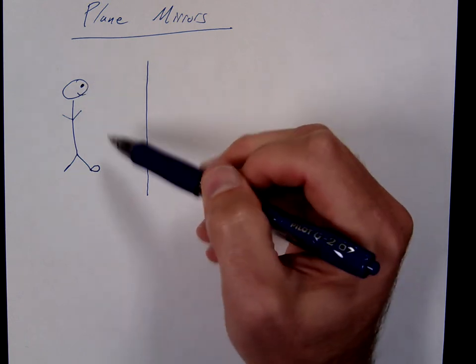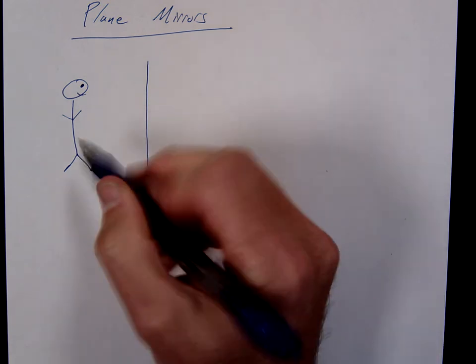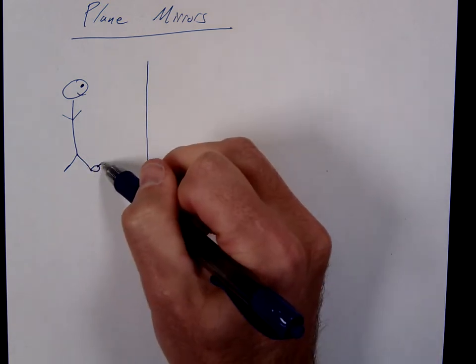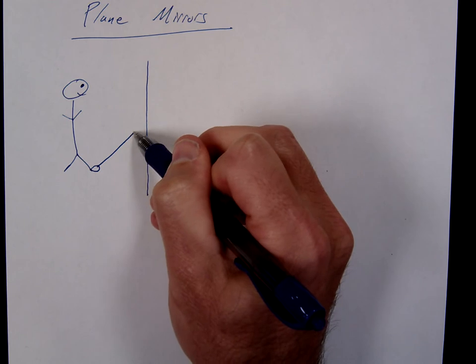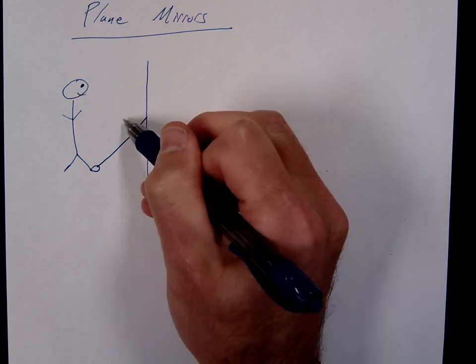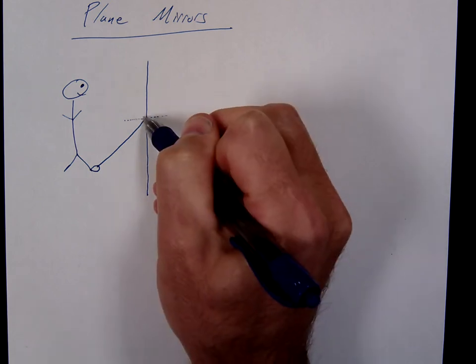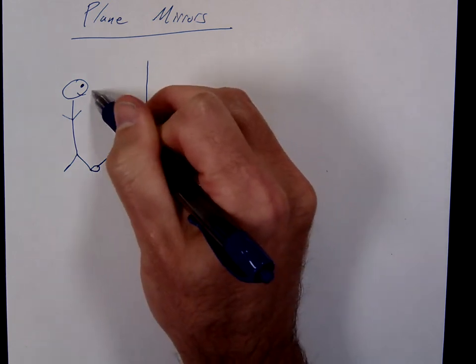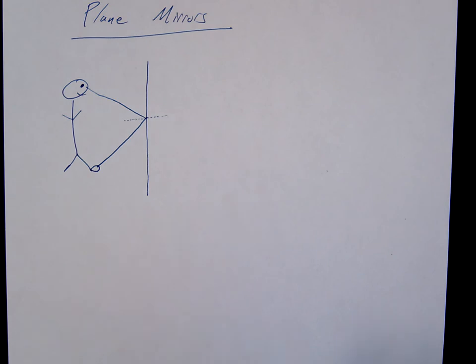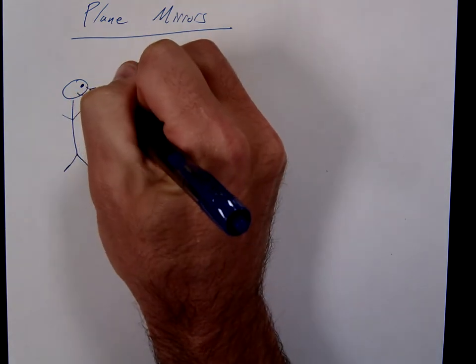But the other way you can see it is if you look in the mirror. And so light's going to go off of your shoe, into the mirror, and then how's it going to reflect off the mirror? The same angle. And it's going to head into your eye.